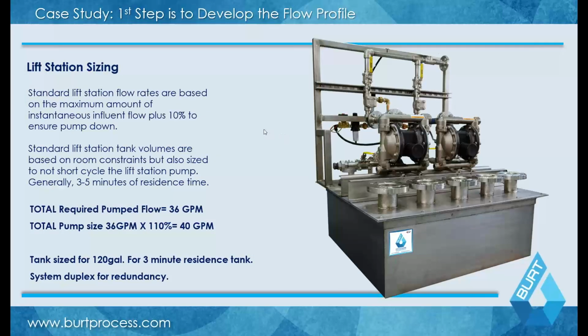Lift station sizing, in that case, you'd have a lift station that would be 36 GPM. Generally, lift stations are sized for 3 to 5 minutes of residency time, although really that's just to eliminate cycling of a pump in those cases. And you always want to be pumping down your lift station, so you typically size it for 10% over the actual required rate. So at 36 GPM, 110%, you'd have a 40 GPM flow out of it, and a 120 gallon tank for 3-minute residency time in those cases.